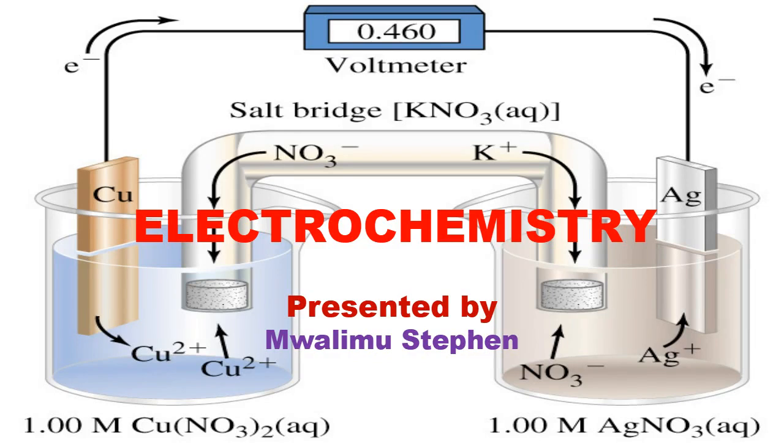Electrochemistry is a branch of chemistry. It deals with the chemical action of electricity and the production of electricity. This is achieved by chemical reactions through electrochemical cells.